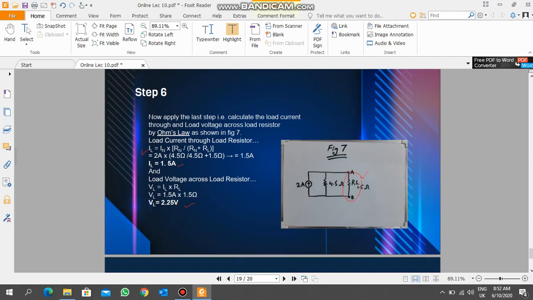What is our fourth step? Calculate and measure the open circuit resistance. This is the Norton resistance Rn. Now we have to find the Rn. And what is the formula for Rn? That is, here we apply 3 ohm plus 6 parallel to 2.